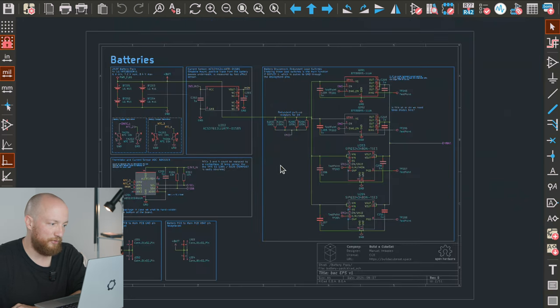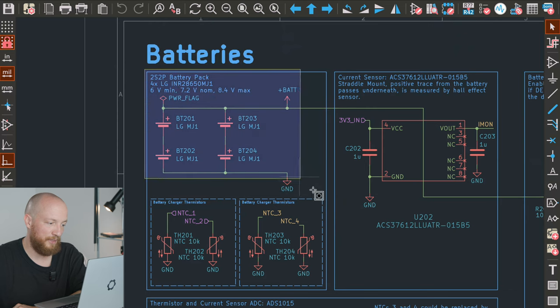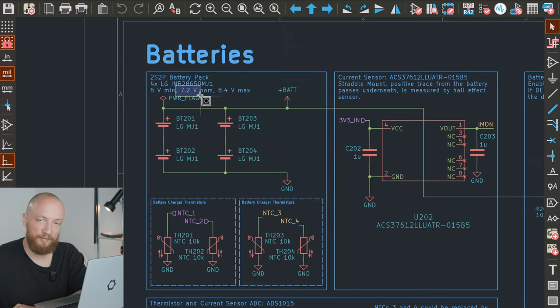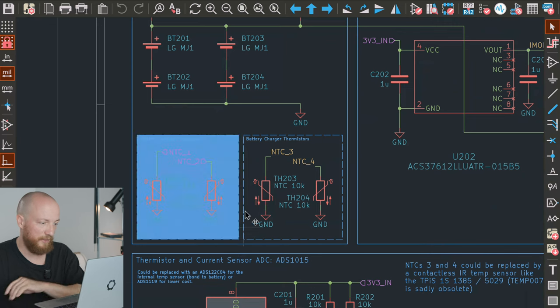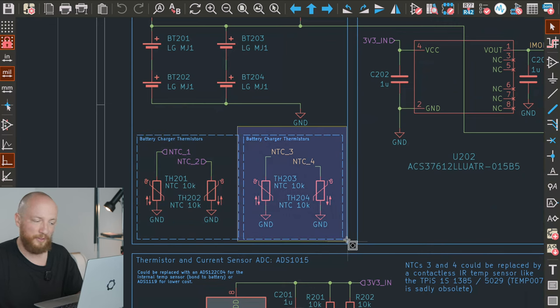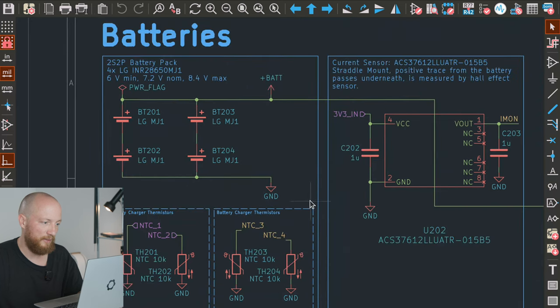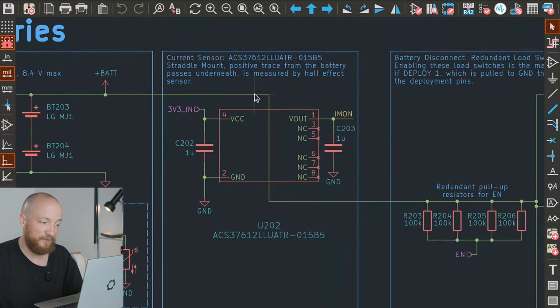So if we jump into this sheet, on the top right here we have the battery pack, which consists of 4 LG MJ1 in a 2S2P configuration, which gives us a nominal voltage of 7.2 volts. And below this we have the temperature sensors. These are the two that are coming from the battery chargers. And here we have two more for our own use because I would like to collect some telemetry about the battery temperatures as well. So the main positive lead from the batteries goes underneath this device. This is a Hall effect current sensor.